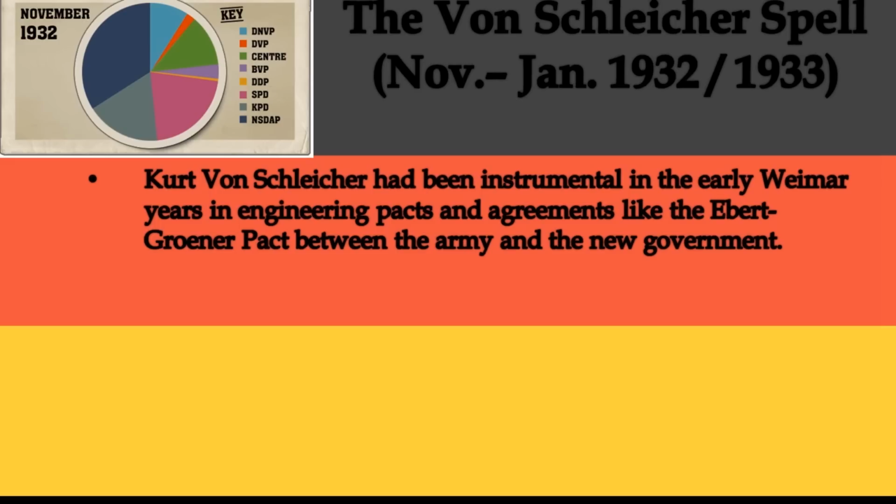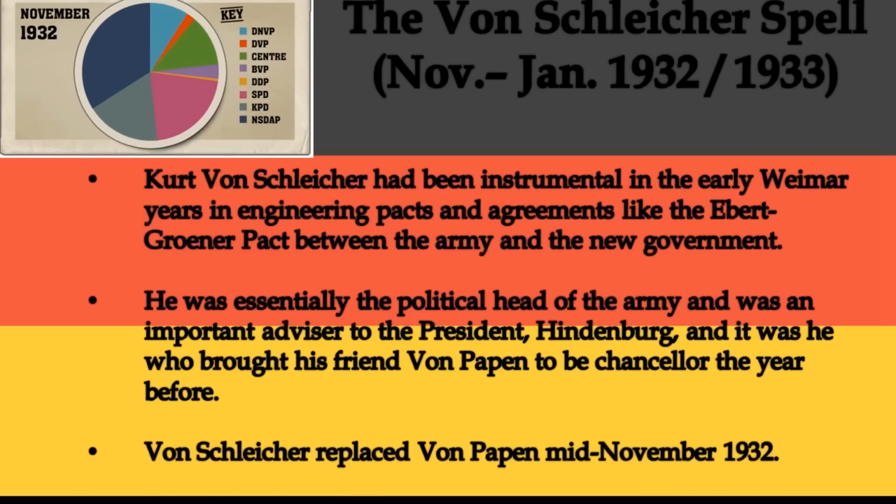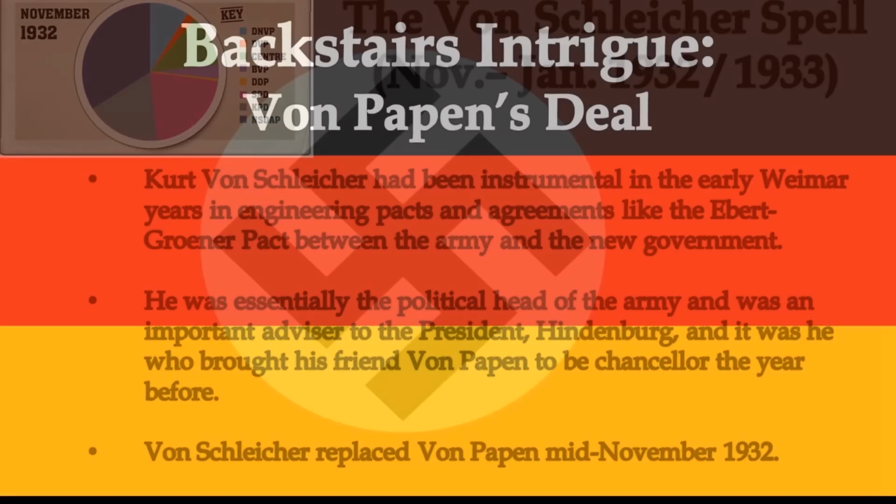So he was instrumental there, and he also has the ear of Hindenburg. And he's essentially the political head of the army. He's the political face. And as I said, he's an important advisor to President Hindenburg. And it's he who actually got his old friend from the army, von Papen, to be chancellor the year before, although as we all know that failed. And von Schleicher then actually replaces von Papen in mid-November 1932.